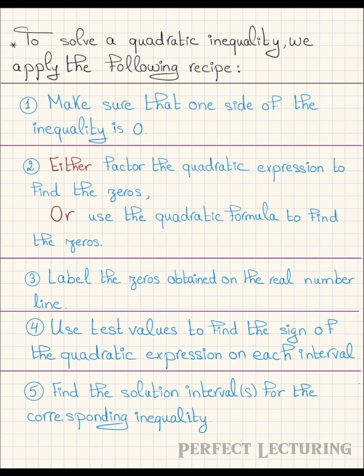Now to solve a quadratic inequality algebraically, we have to apply the following recipe. We must make sure that one side of this inequality is 0. This is very important. Next, we either factor the quadratic expression or we use the quadratic formula in order to find the zeros of the trinomial. After that, we label the zeros we got on the real number line. Then we use the so-called test values to find the sign of the quadratic expression on each interval. And finally, we find the solution interval.